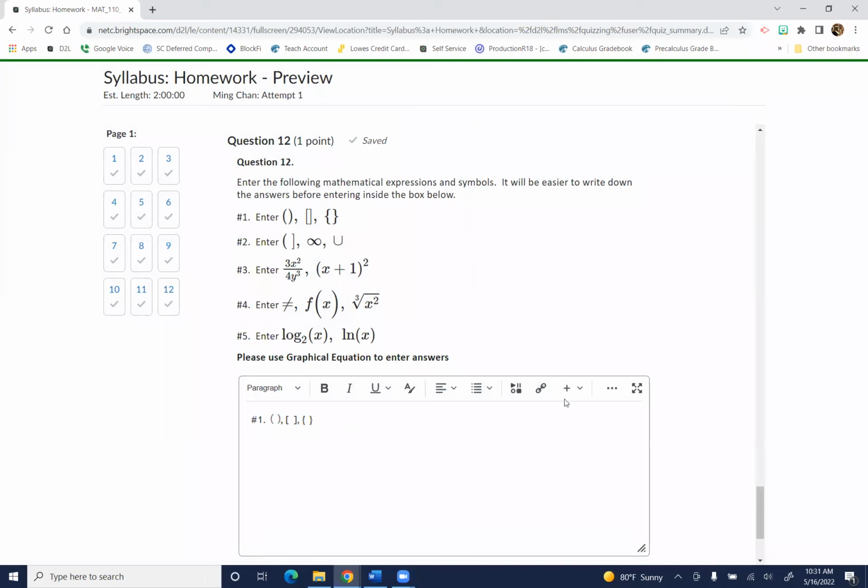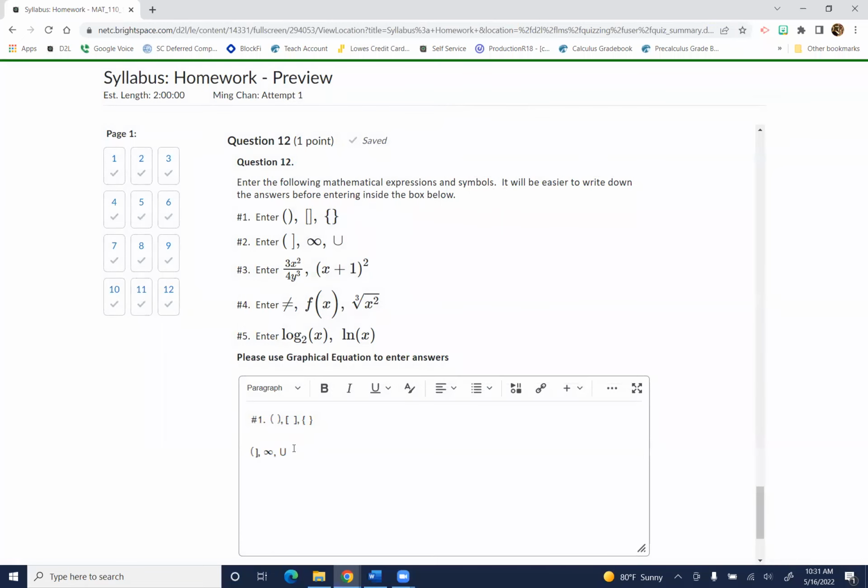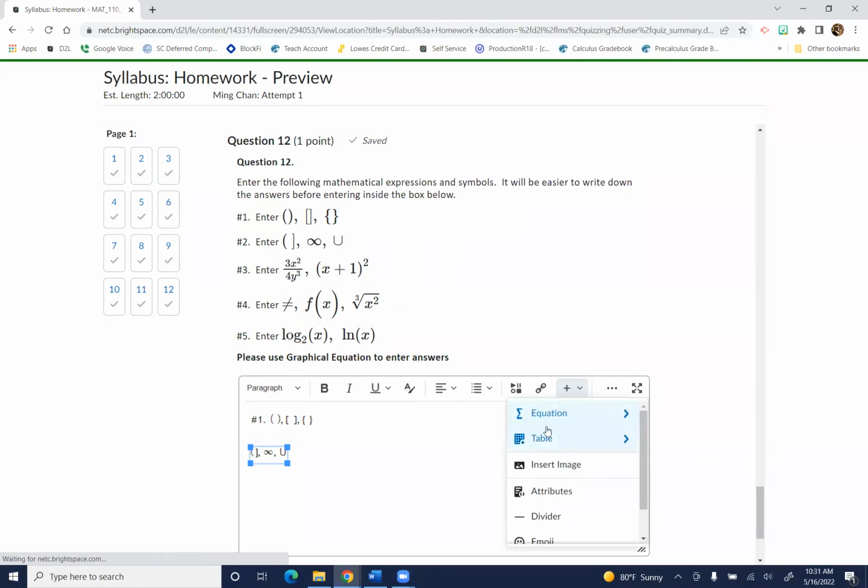All right, number two. So let's go back to the plus sign, equation, graphical equation. Okay, so open parenthesis and close bracket. So we're going to use our computer keyboard to enter this. Open parenthesis, shift 9, space, close bracket is right above enter, comma. Infinity sign under the first tab is right here, comma. Union sign is right here. Okay, so most of the things we need are under the first tab. Oh, I forgot to enter the number two.